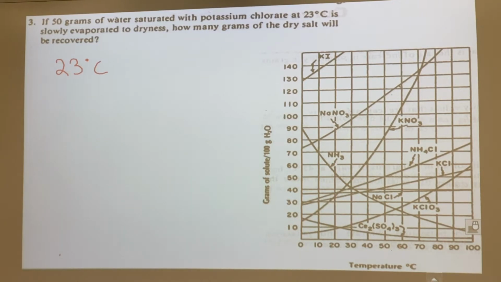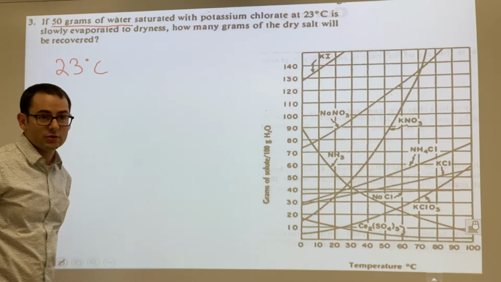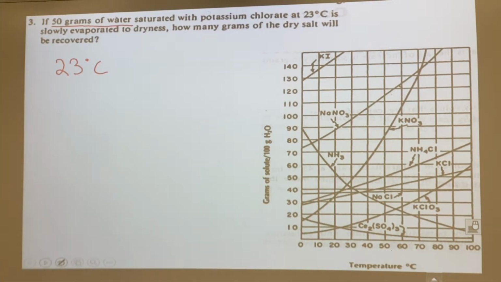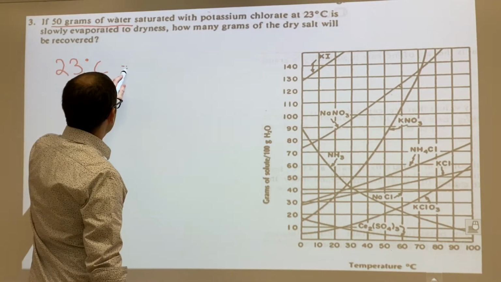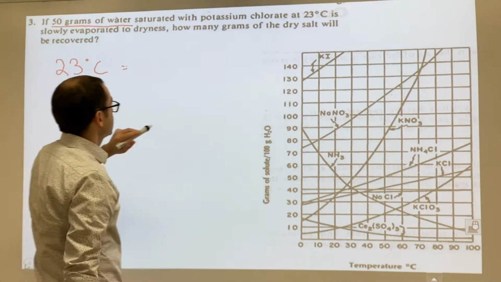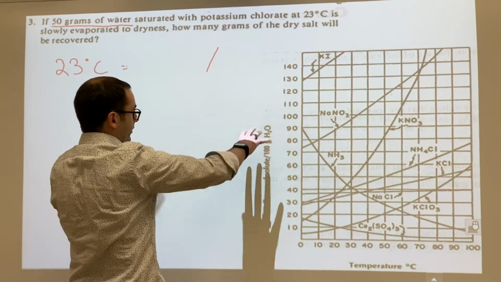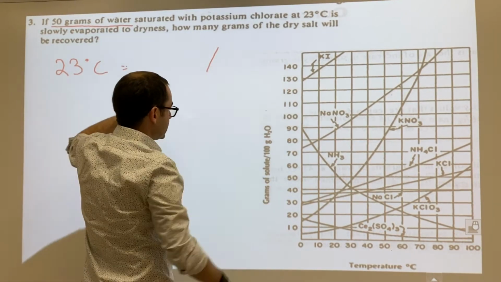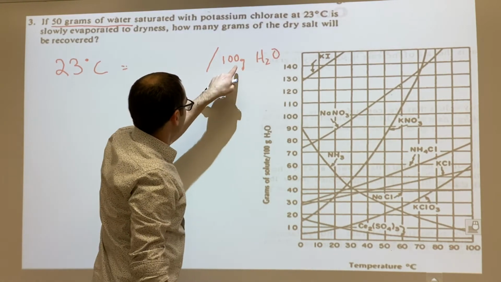It says if 50 grams of water, what is this chart telling us as far as the water is concerned? Is it telling us 50? No, it's telling us 100, right? So we need to first figure this out at 100 grams of water, because that's what the chart tells us. I like to write this just like this over here, only kind of sideways. So it's 100 grams of water.